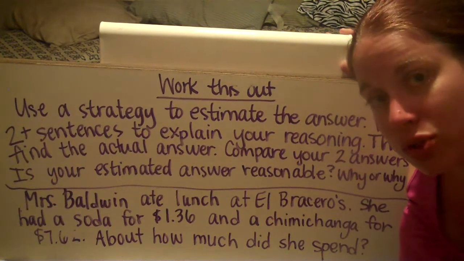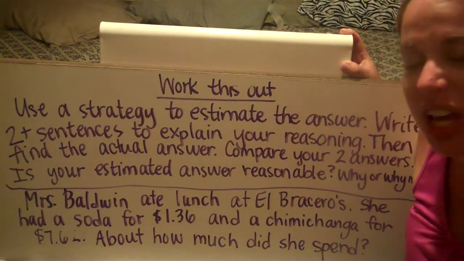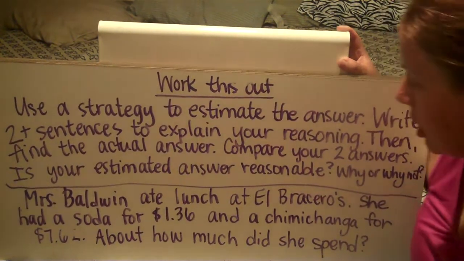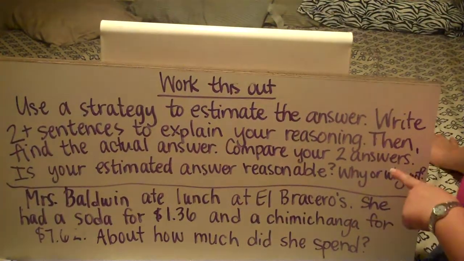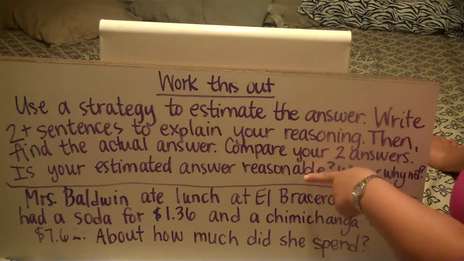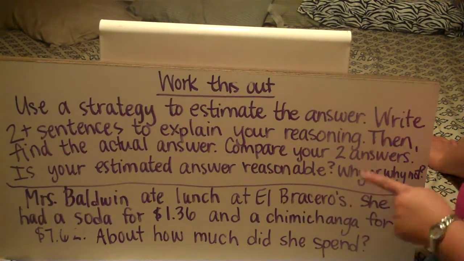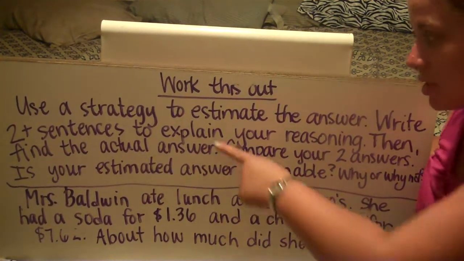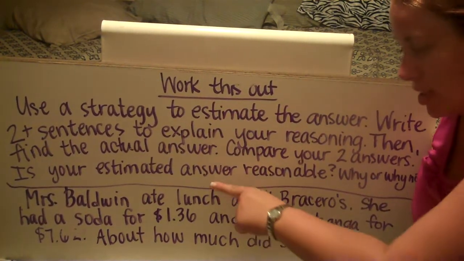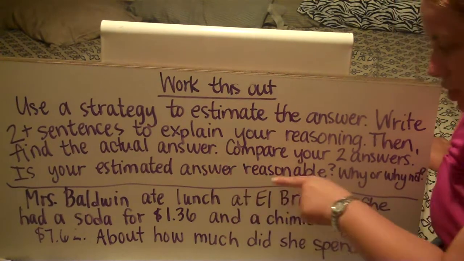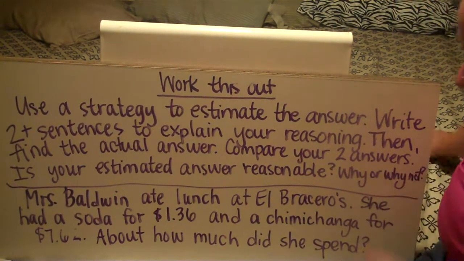If it is close to your actual answer, then you did an excellent job estimating. After you get your actual answer, compare your two answers. Is your estimated answer reasonable? Why or why not? So you're writing sentences explaining how you estimated, and then you'll also have to write me sentences telling me if your answer is reasonable and why or why not.